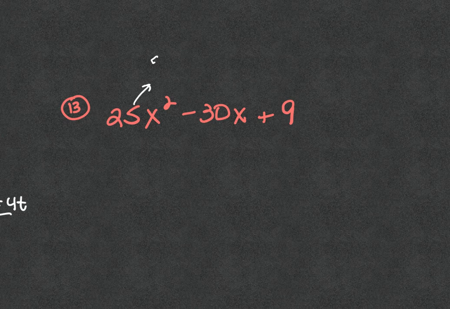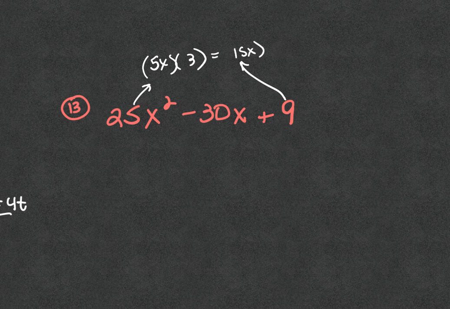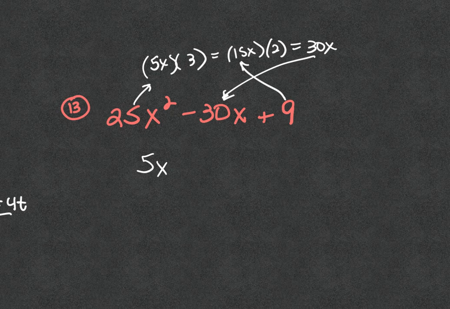Square root this, it's 5x. Square root this, it's 3. Double the product, so the product would be 15x. Double it, and it's 30x. I ignore the sign for the test. Those terms match, so I know I can factor it. So to factor it, we square root the first term, we square root the last term, we take the sign from the middle, put it in parentheses, and square it.